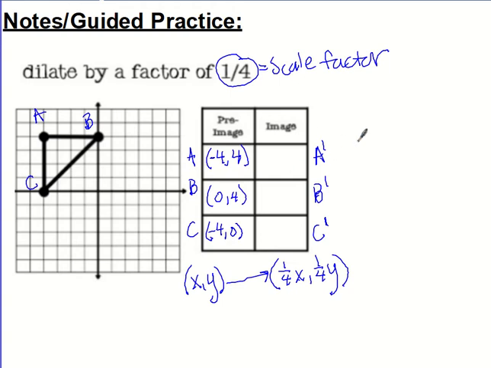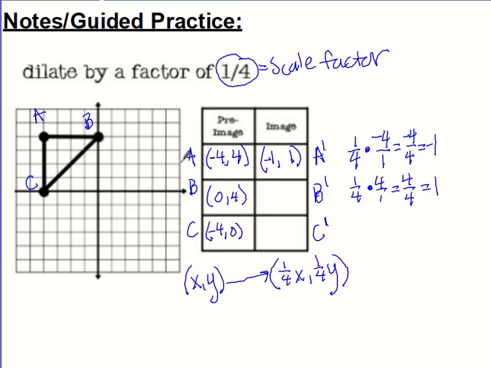So what it looks like is we would go 1/4 times, and I'm going to write -4/1 so that it becomes a fraction as well. We multiply across, and we get -4/4, which gets me -1. Then I'm going to do it again for 4. So 1/4 times 4/1. We get 4/4, which just becomes 1. So A prime is at -1, 1. It's supposed to be a prime.